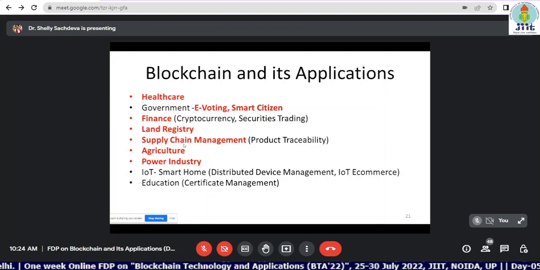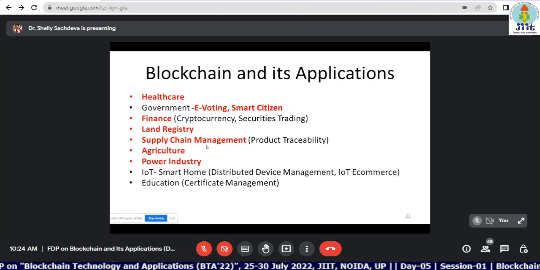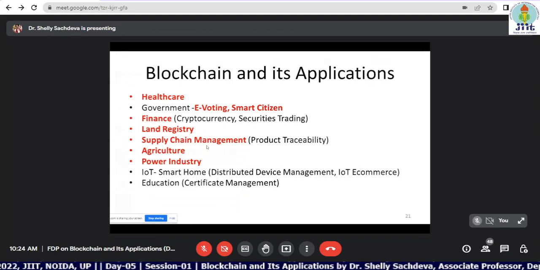Then there is supply chain management. In supply chain management I'll discuss one example where we embed an RFID or some kind of chip into a product. For example, I want to send that product, an import and export kind of thing is happening, and the product is to be delivered to another country. So product traceability can be done easily through the blockchain.